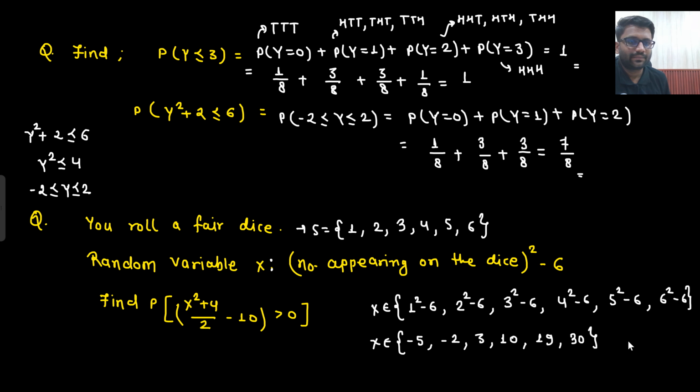Is that clear to you? What is your random variable x doing? Whatever the number that is appearing, it is doing its square minus 6. So these are all the possible values that your random variable x can take. Is that clear to you?